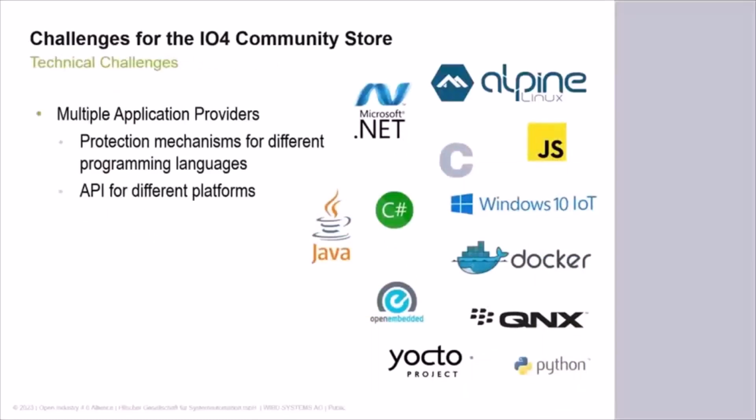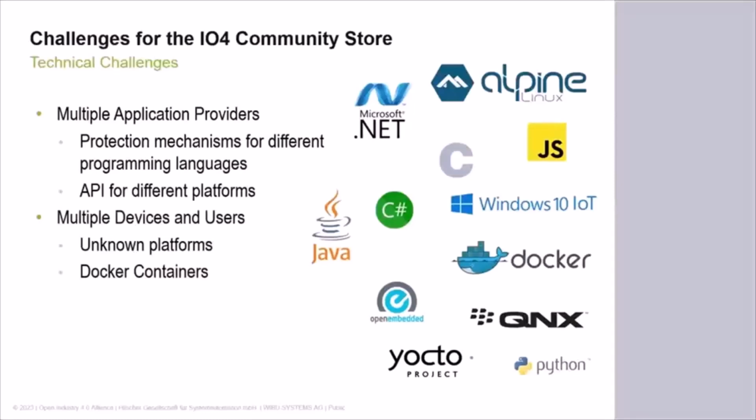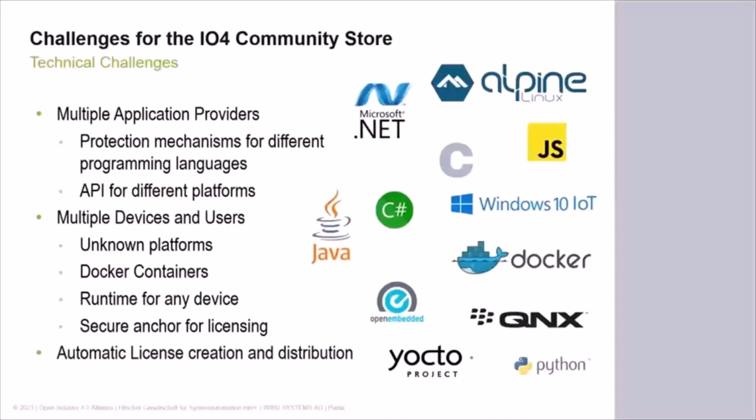So, as mentioned, the challenges are multiple application providers, multiple devices and users, unknown platform, Docker containers, and especially in Docker, where everything is virtualized, we need a secure anchor to bind the license securely to this edge device. The secure anchor is one of the most important things for good protection and a good license. And last but not least, license distribution and creation should be automatic.